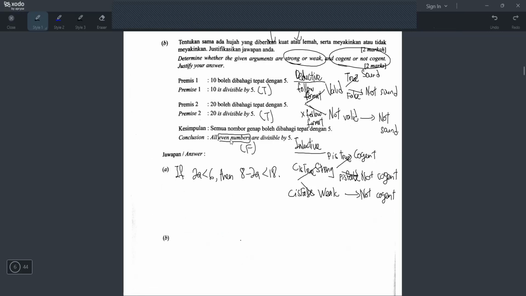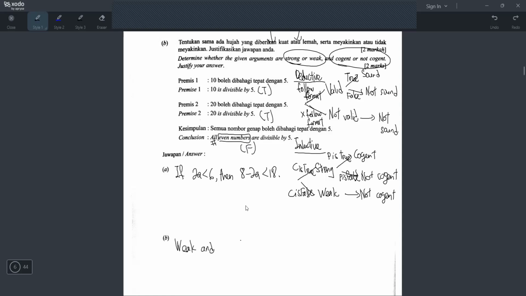Even numbers are 2, 4, 6, 8, all those numbers, right? And not all even numbers are divisible by 5. Only some even numbers are divisible by 5, like 10, 20, 30. Those numbers can divide by 5, but not all. They said all, so that's why this is false. So when the conclusion is false, we have to go with weak, right? It means this is a very weak argument, so we have to write weak here, right?